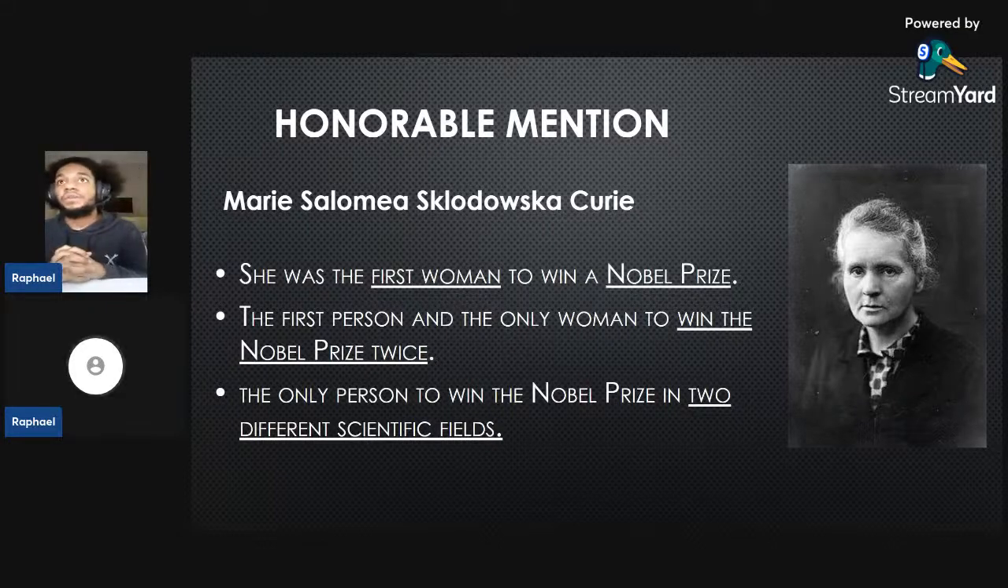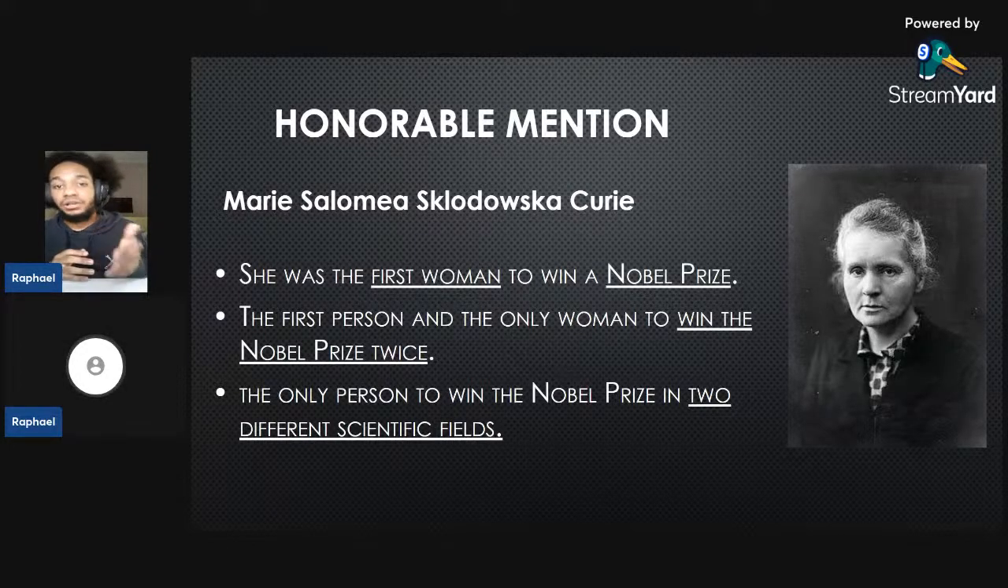So, Marie Curie was a Polish and naturalized French physicist and chemist who conducted pioneering research on radioactivity. She was the first woman to win a Nobel Prize, the first person and the only woman to win the Nobel Prize twice. And the only person to win the Nobel Prize in 2 scientific fields.